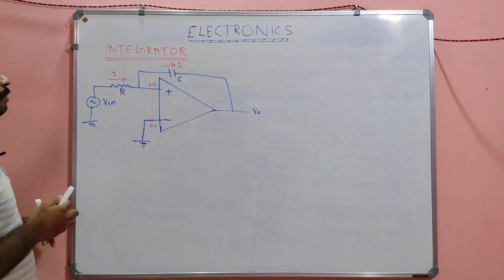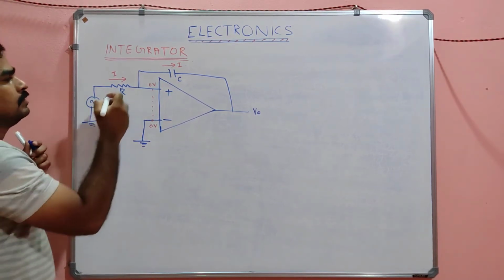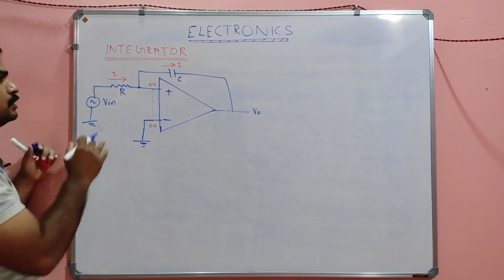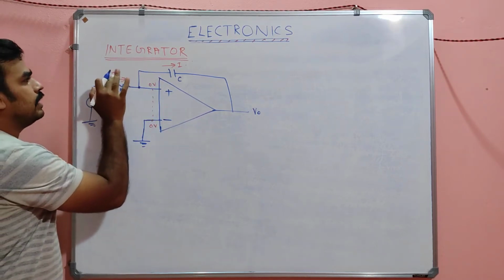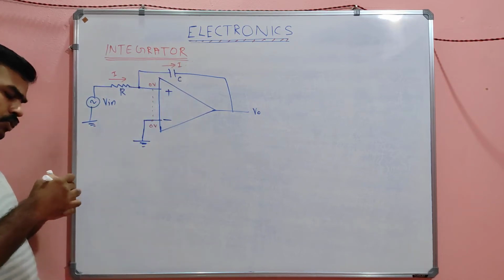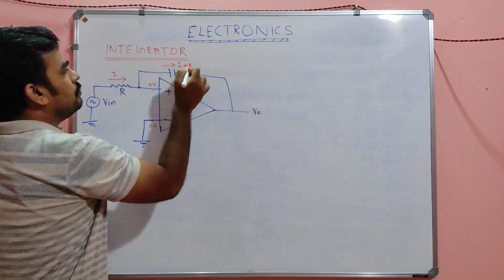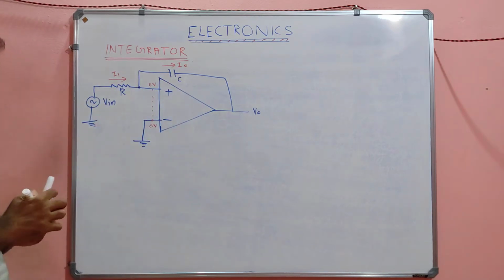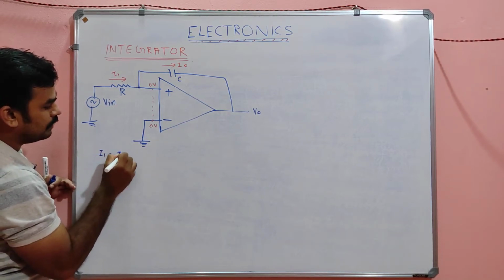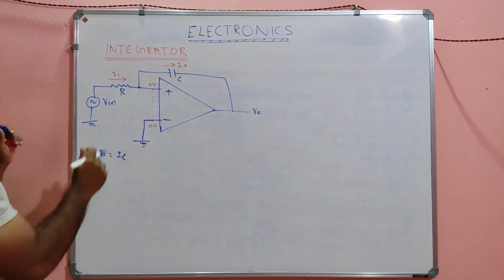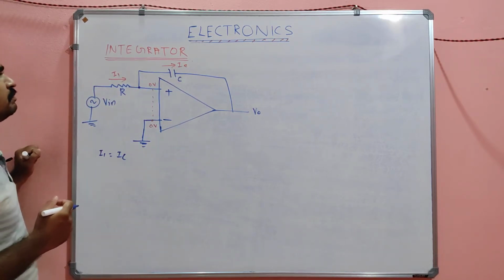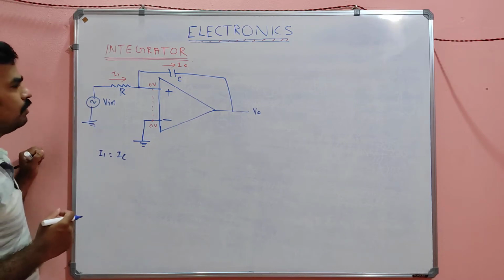Then at this junction I am going to apply KCL. The current through the resistor is the same as the current through the capacitor. Let them be I1 and IC. So I1 will be equal to IC. Am I right? How can I write I1 here?